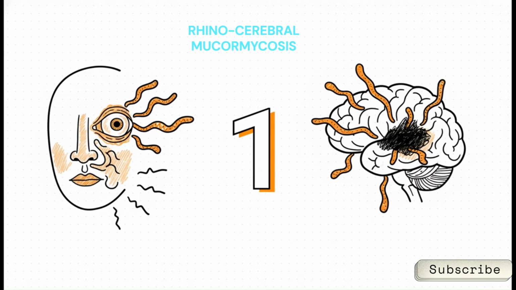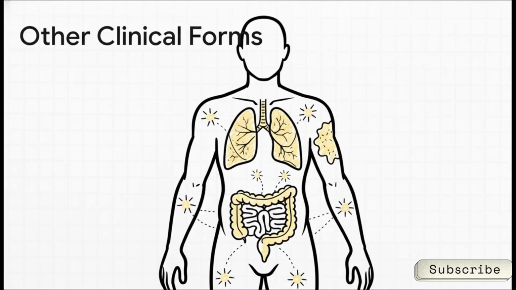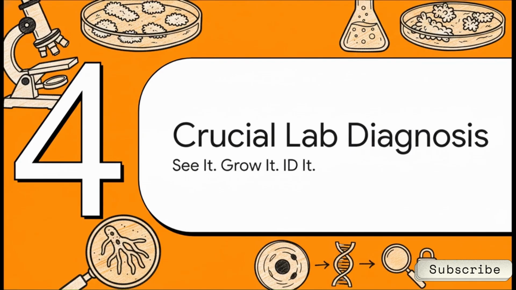From there, it can spread really fast into the eye socket, causing the eye to bulge out, that's proptosis, and then eventually into the brain. Now, while the rhino-cerebral form is the one you'll hear about most, you should know the others exist. The second most common is pulmonary, especially in patients with leukemia. You can also see it on the skin, in the GI tract, or in a disseminated form where it just spreads everywhere. Okay, let's get into the lab diagnosis.